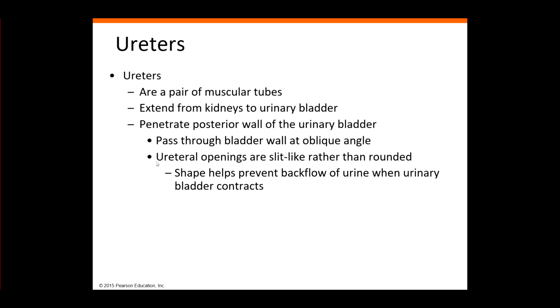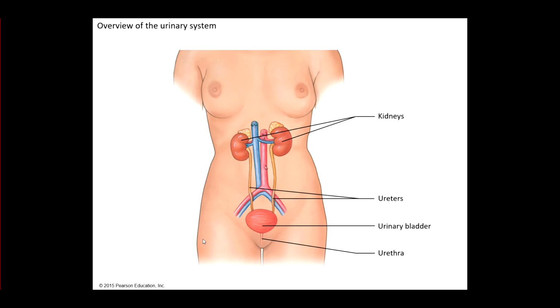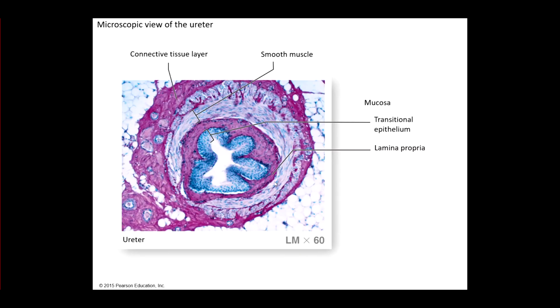All right, so that's important. These ureteral openings are slit-like rather than rounded, and it's going to prevent the backflow of urine. Okay, so those are the two tubes that you should be able to identify in the lab: left and right ureter. This is a cross section of a histology slide.